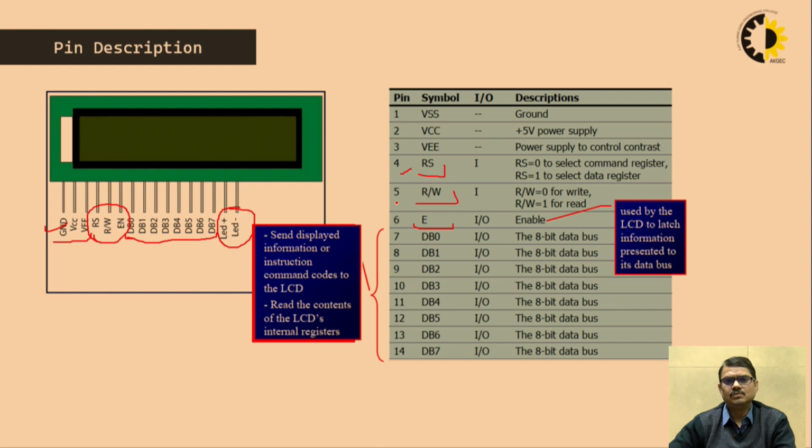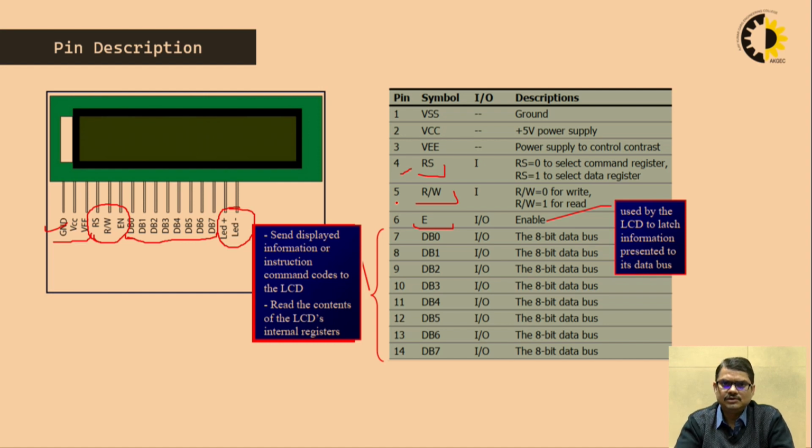Next is what kind of operation we are going to perform. Most of the time when dealing with these LCDs, we are performing a write operation. We are writing certain commands into the LCD so that we can control its operation, or we are writing some data into the LCD so that we can display that data or those characters on this display.